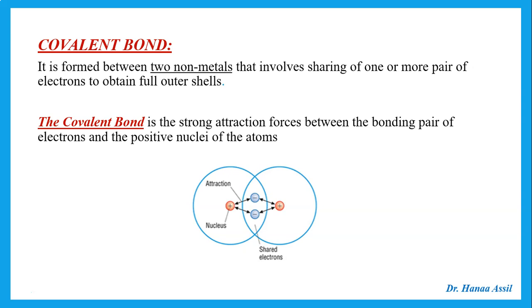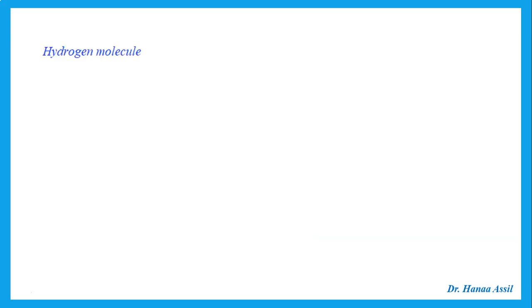So please don't say the covalent bond is a bond between 2 nonmetals. No. The covalent bond is the strong attraction forces between the bonding pair of electrons and the positive nuclei of the atoms. So, how do we draw dot and cross diagrams for covalent compounds? Like hydrogen molecule. If I say hydrogen molecule, that means I have hydrogen atoms.